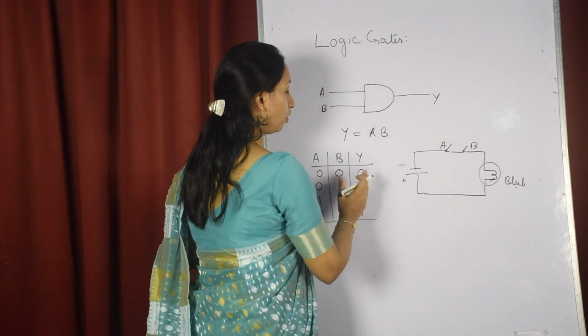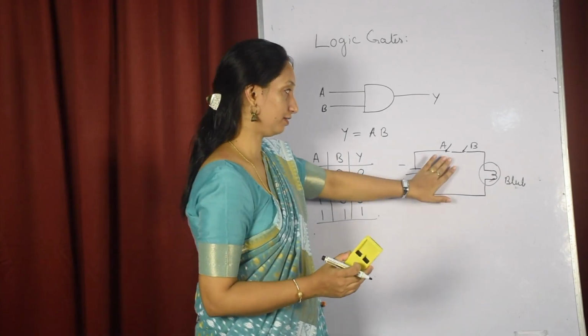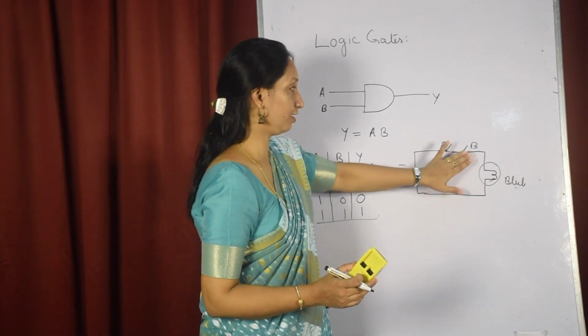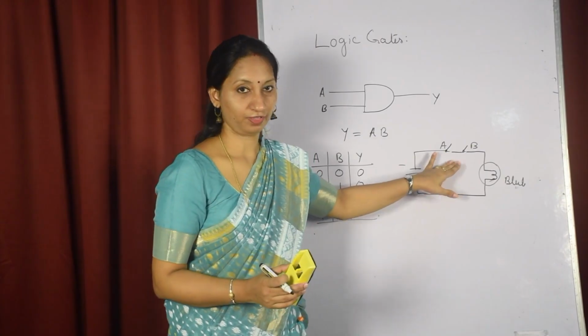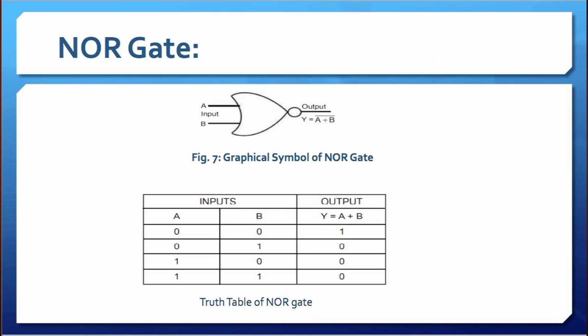So the truth table of the AND gate is represented by this circuit, that is, inputs A and B connected in series. So I think it is clear now. Next we will go to the NOR gate. Now we will see the NOR gate.